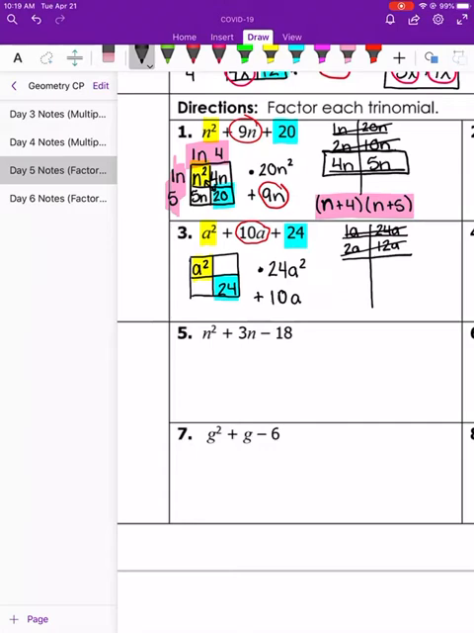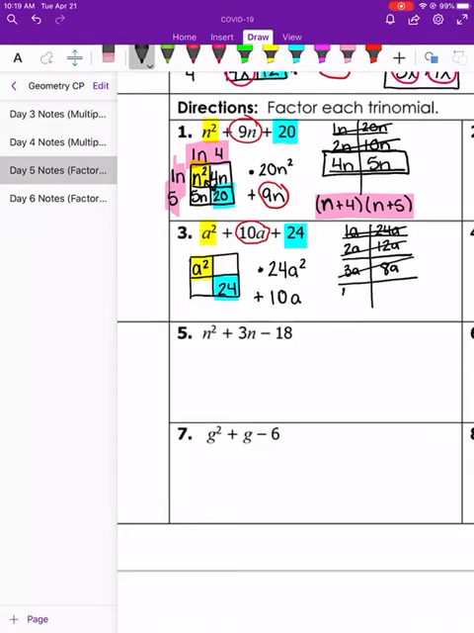Okay, so now I'm going to check 3. Does 3 go into 24? It does. So 3a times 8a. Sorry, I don't know why that took me so long. Does 3 plus 8 add up to 10? No. So now we go on to our next one.